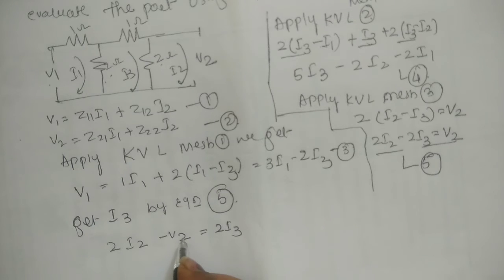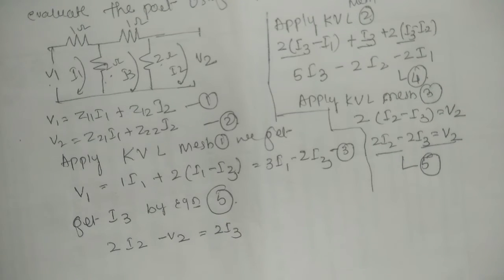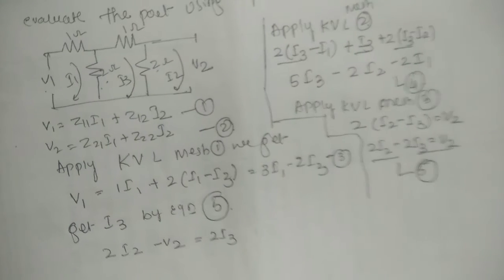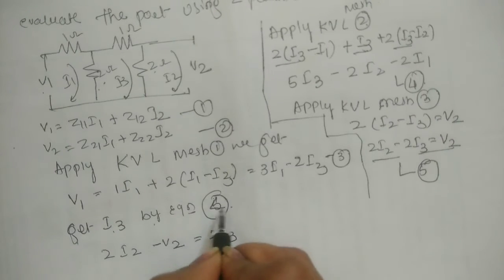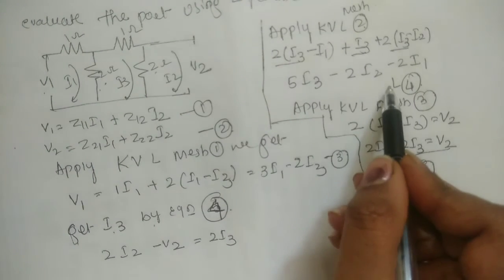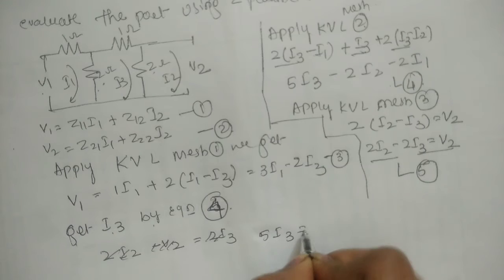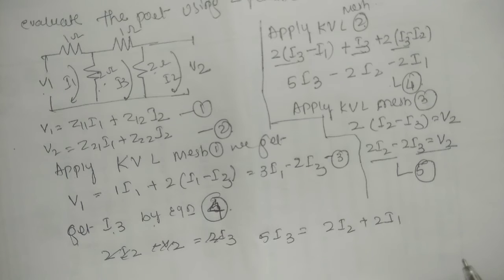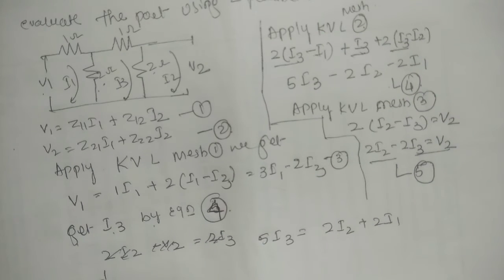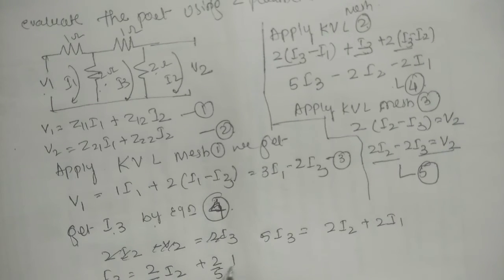I3 equals what will you get by this one? Sorry, get I3 by equation 4. By equation 4, right? 5 I3 equals 2 I2 plus 2 I1. Correct. I3 equals 2 by 5 I2 plus 2 by 5 I1.